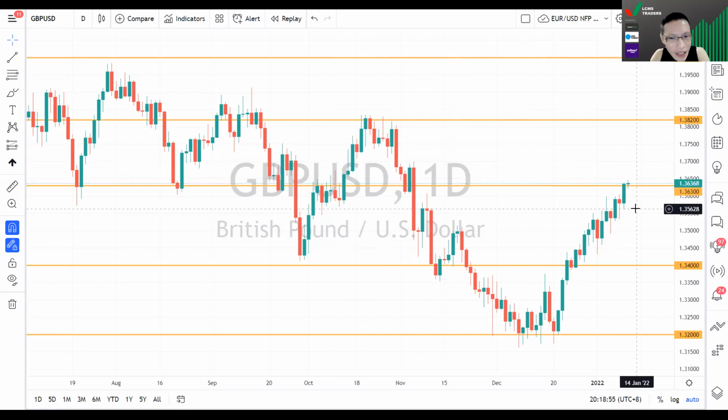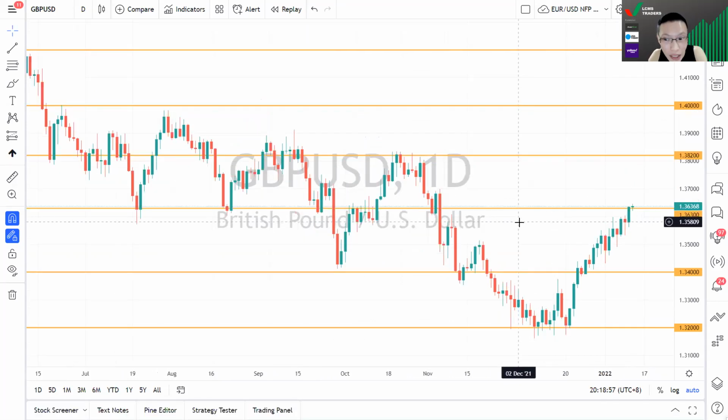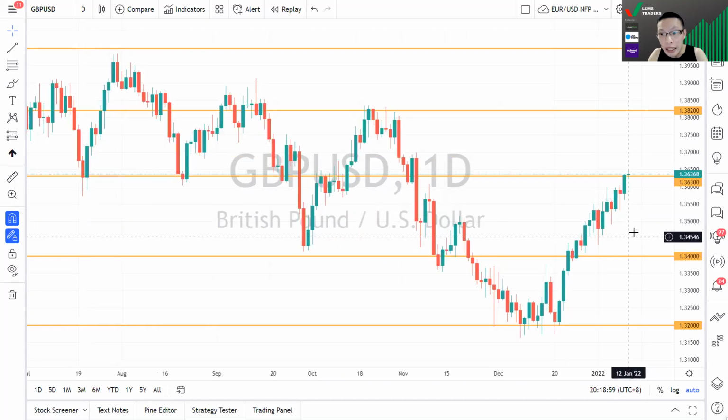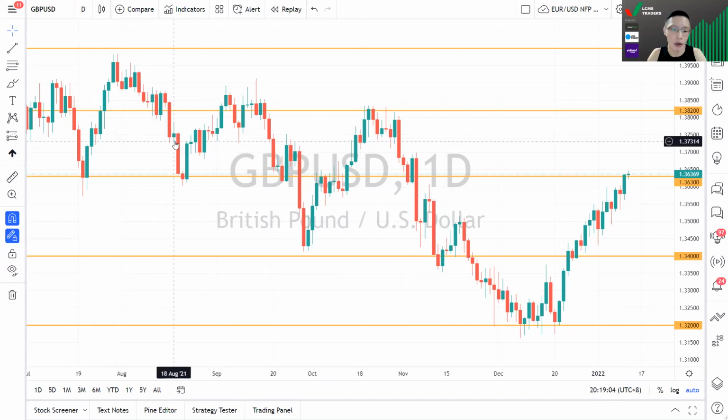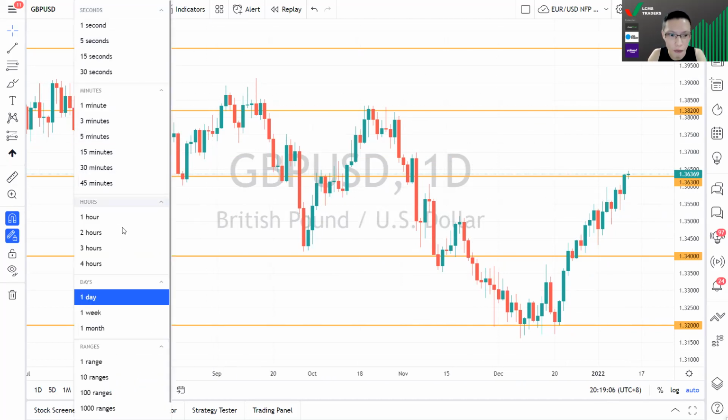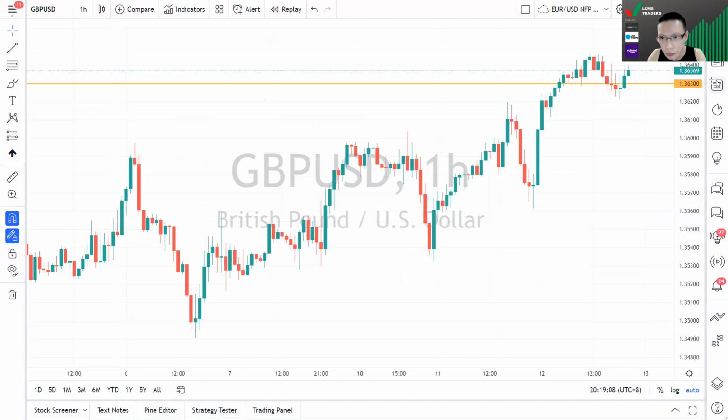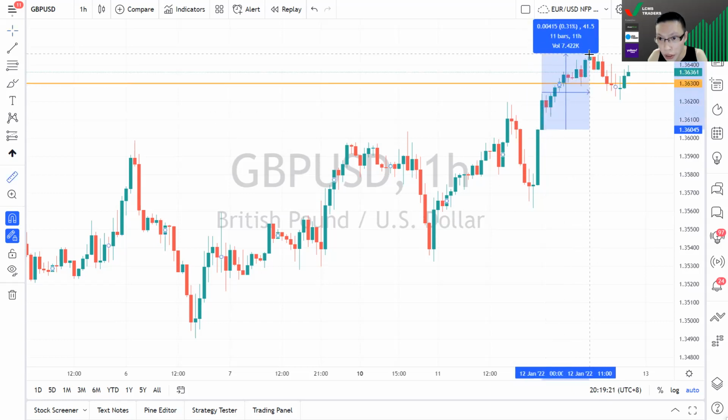So pound dollar at the daily time frame is at the moment testing my 1.363 resistance level, but come on, it's news, right? So let's go down to a lower time frame. Let's look at H1. Now, you guys can see that. Let me just mark it out for today. Today is the 12th, right? So it's from here all the way to the top.